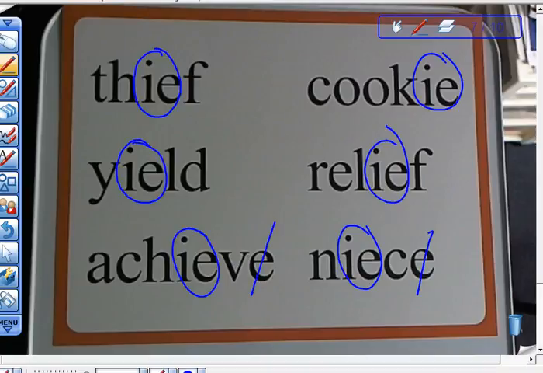Very good. All right, how about the opposite of bottom? Sarah? Top. Very good. And the opposite of stand, Lily. Sit. Very good. All right. Close up your word workbook and take out your seat work folder.